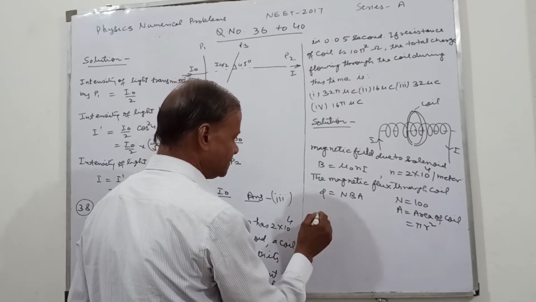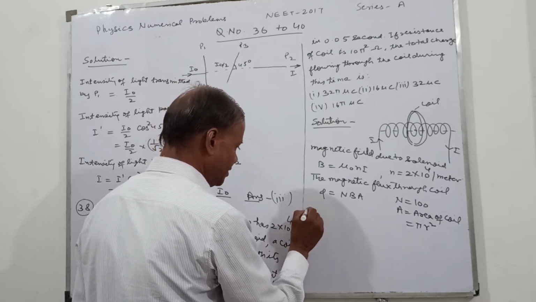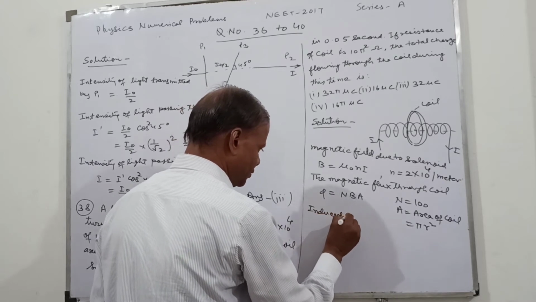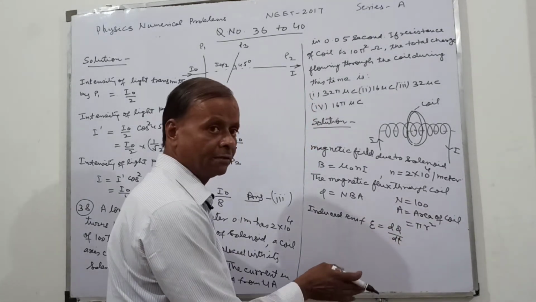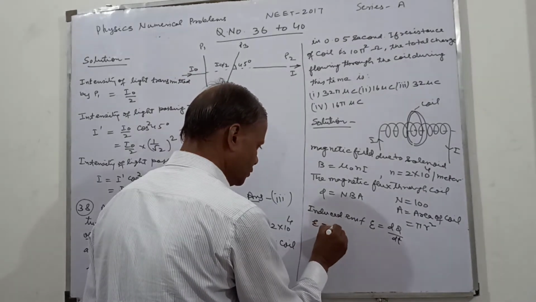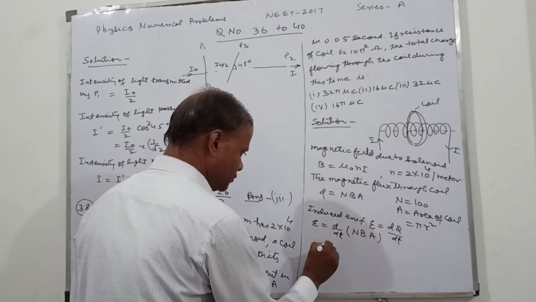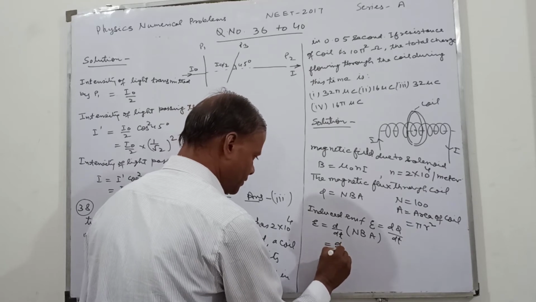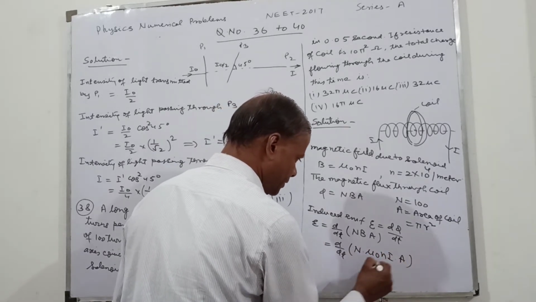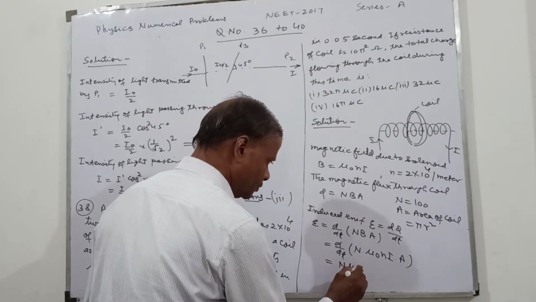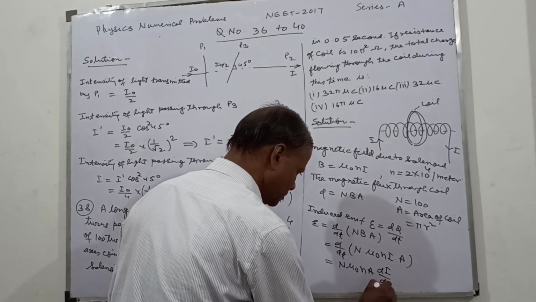So what we have is the induced EMF, E equal to d phi upon dt. Here we take the magnitudes. So this E equals d upon dt, and phi is equal to NBA. So this is d upon dt of N, mu naught n I, and this is your A. So this is N mu naught n A, and di upon dt.